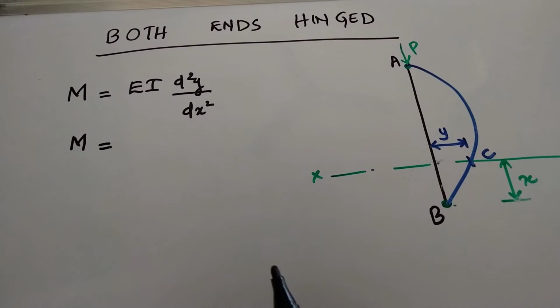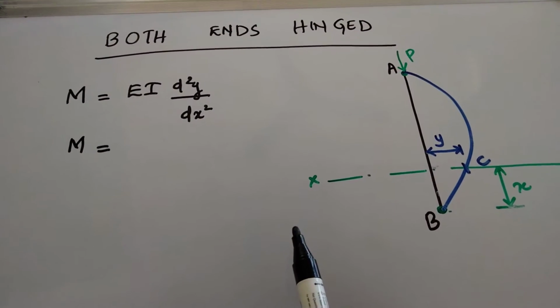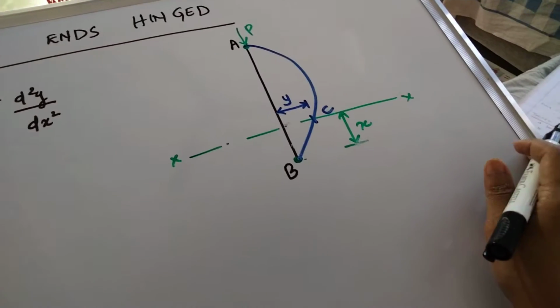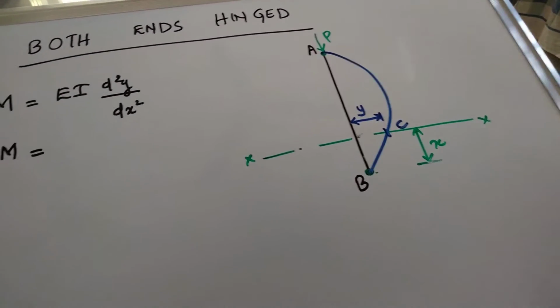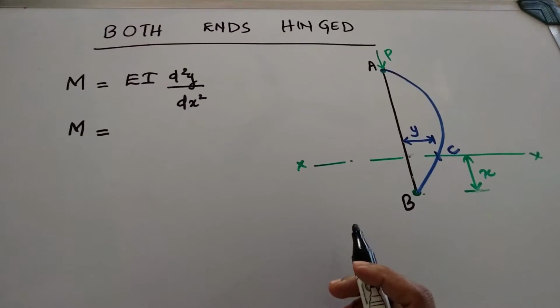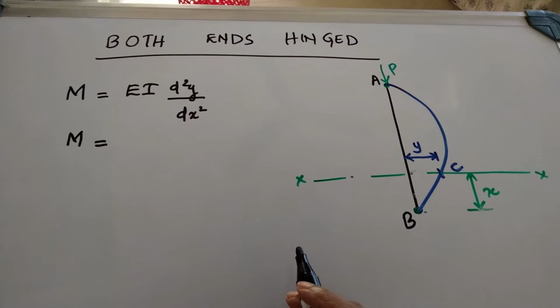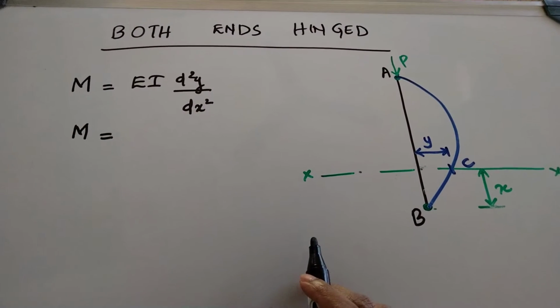Last class we have seen short columns. Now we'll see long columns. In the case of a long column, the most predominant behavior of failure due to axial load or eccentric loading is buckling.